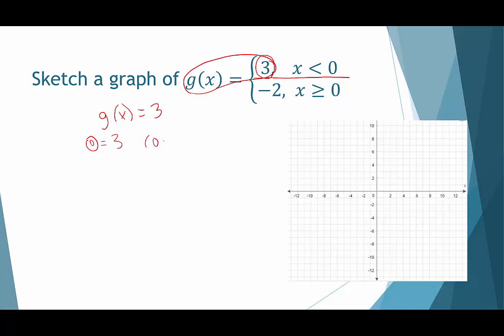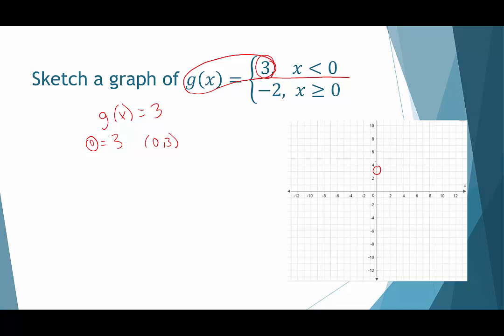So this would be the point (0, 3). So I graph (0, 3), and again I use an open circle to say this is where the point is, but we're not actually including it in this piece. And then I need one more point from this piece. Every other point in this piece will actually be included, so we'll use a closed circle for any other point you choose.